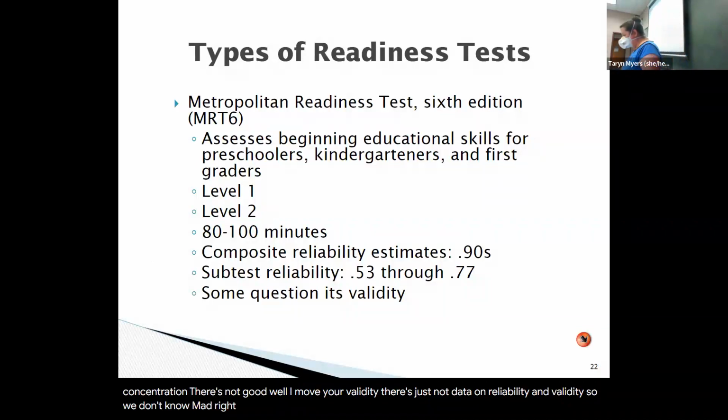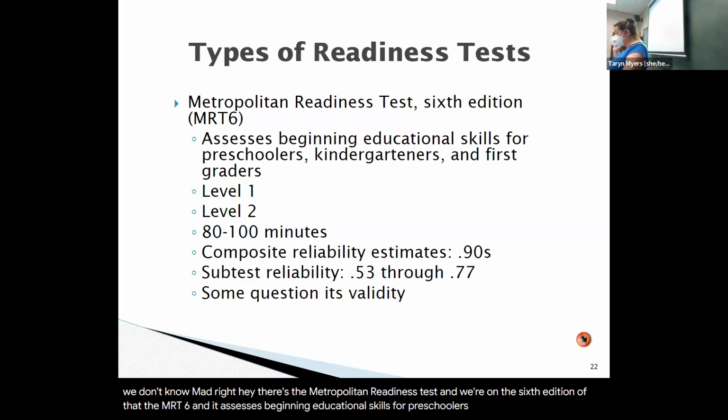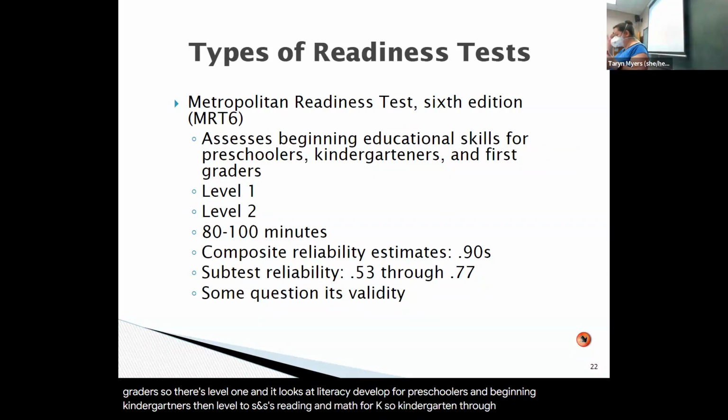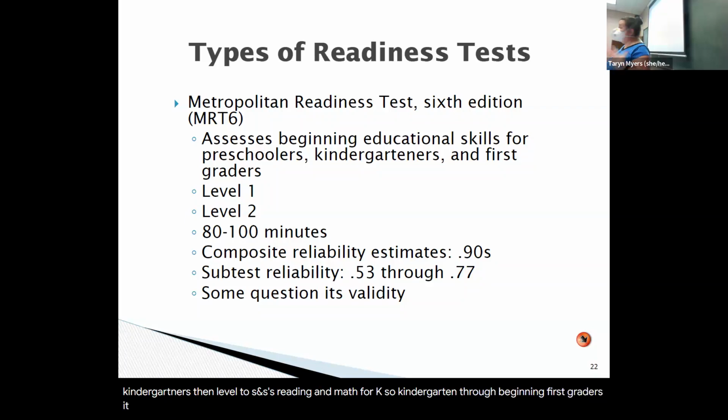Problematic, right? Okay, there's the Metropolitan Readiness Test, and we're on the 6th edition of that, the MRT6. And it assesses beginning educational skills for preschoolers, kindergartners, and first graders. So there's level 1, and it looks at literacy developed for preschoolers and beginning kindergartners. Then level 2 assesses reading and math for kindergarten through beginning first graders. It's longer. It takes 80 to 100 minutes to administer.